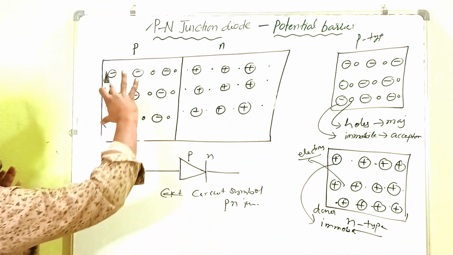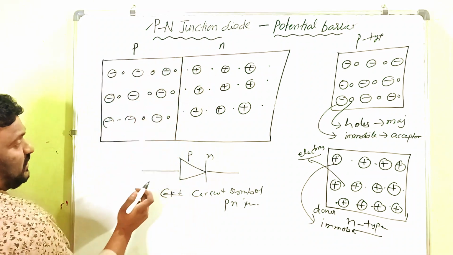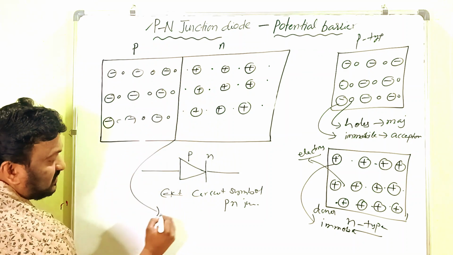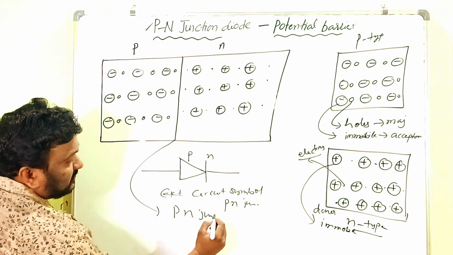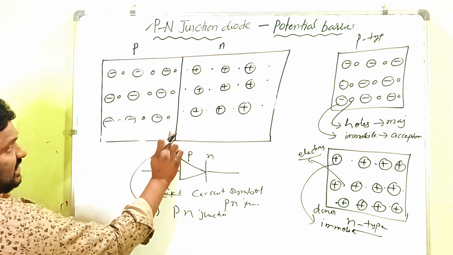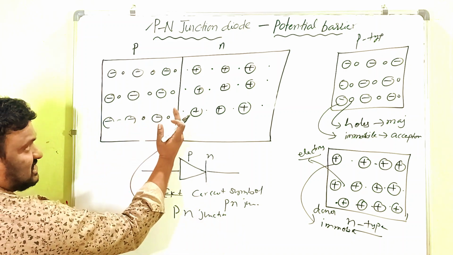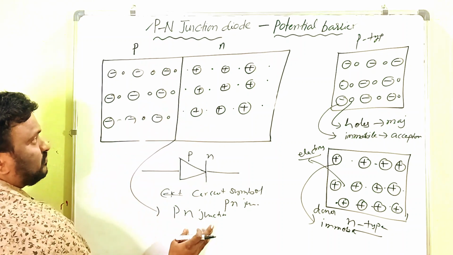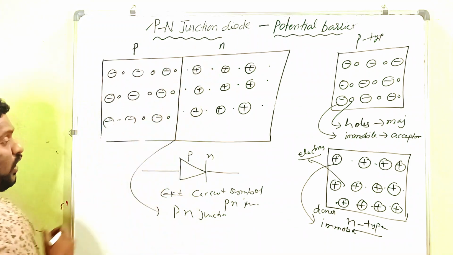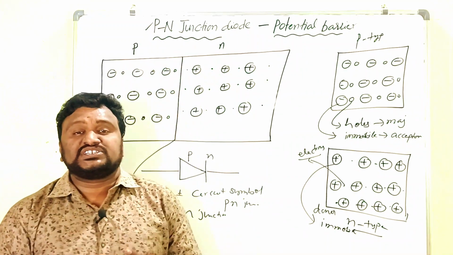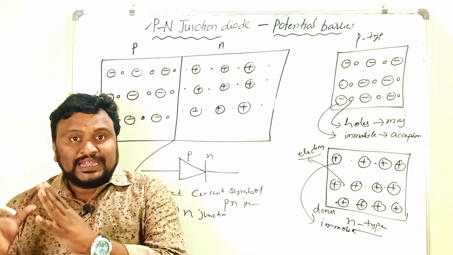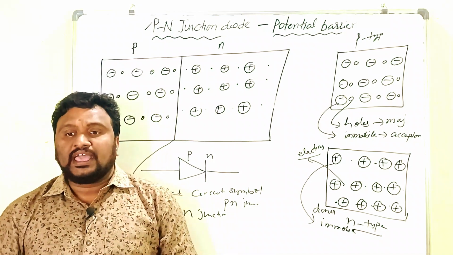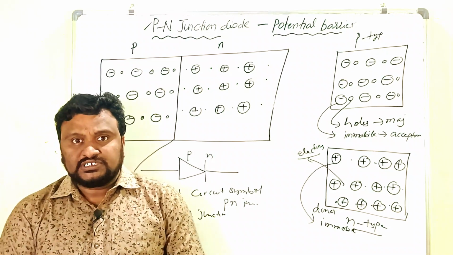Now when p-type and n-type are joined together, the line which joins these two is called the PN junction. Here this line joins these two and also separates these two. That's why it is called the PN junction. This is simply how we get the PN junction diode. When p-type material and n-type material are suitably combined together, we get a PN junction diode.